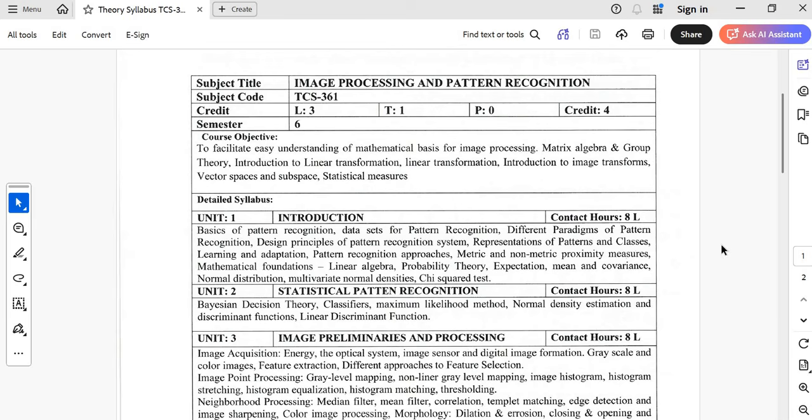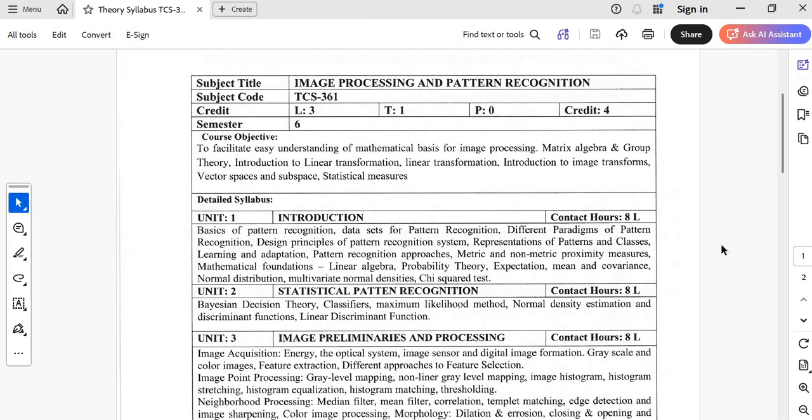Now, if we are saying unit number 2, what does it mean? It means statistical pattern recognition. So this topic is very important and you can score 10 to 15 marks.